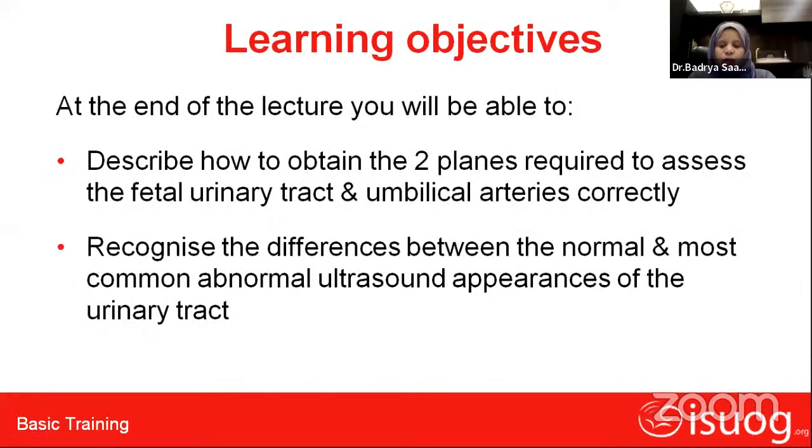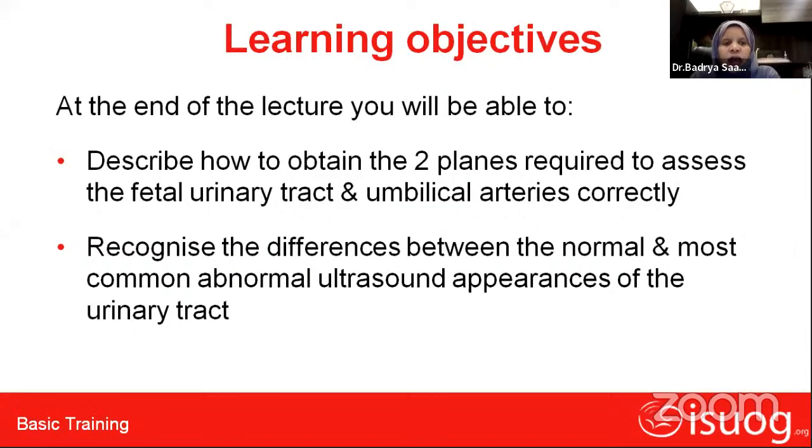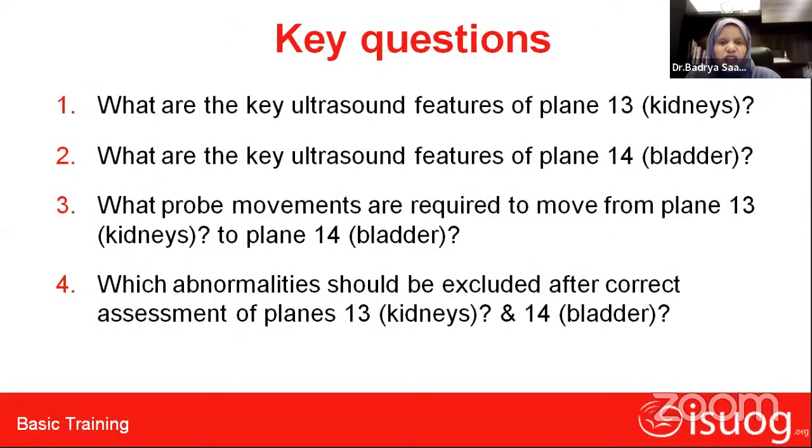So I'm going to talk about distinguishing between the normal and abnormal appearances of the urinary tract. Our learning objectives for this lecture are, number one, to describe how to obtain the two planes required to assess the fetal urinary tract and umbilical arteries correctly. And second, to recognize the differences between the normal and most common abnormal ultrasound appearances of the urinary tract. So by the end of the lecture, you will be able to answer these key questions.